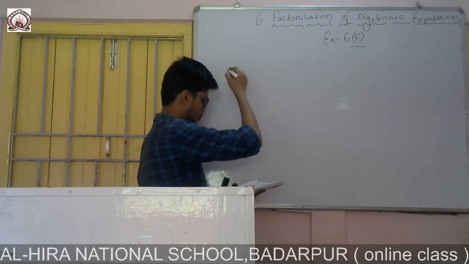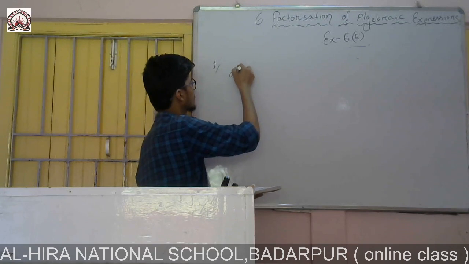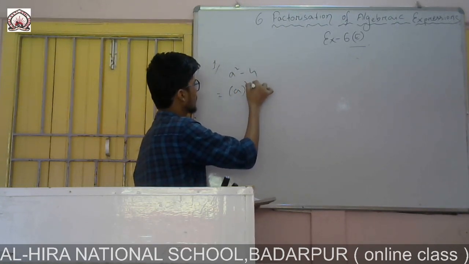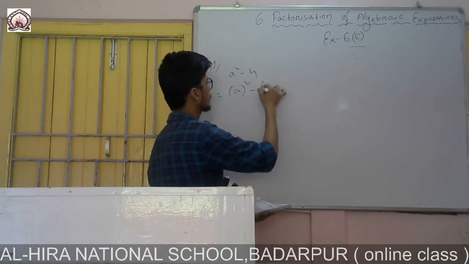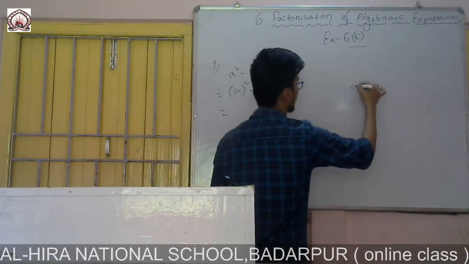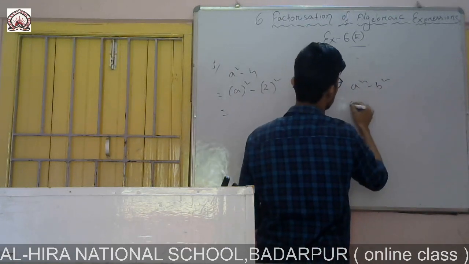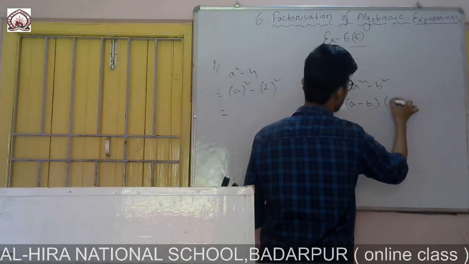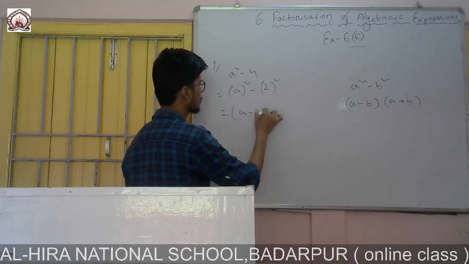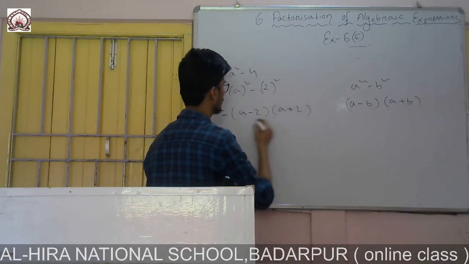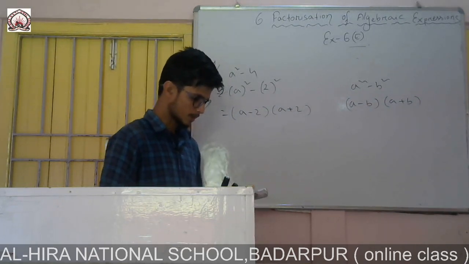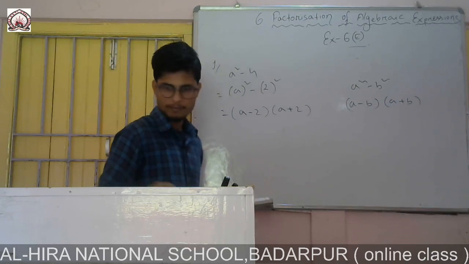Exercise 6E, question number 1, a square minus 4. I can write it as a square minus 2 square, because the square of 2 is equal to 4. So now it is in the form a square minus b square, which is equal to a minus b and a plus b. So directly I can write it as a minus 2 and a plus 2. Okay.